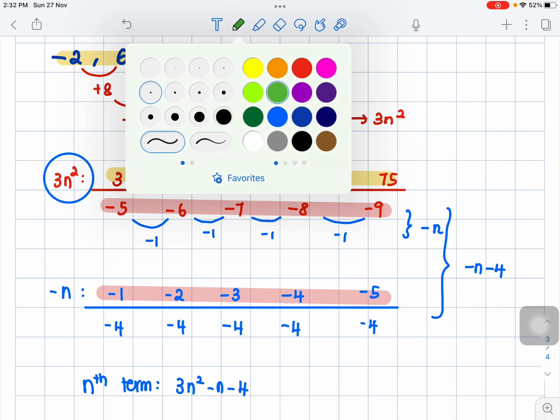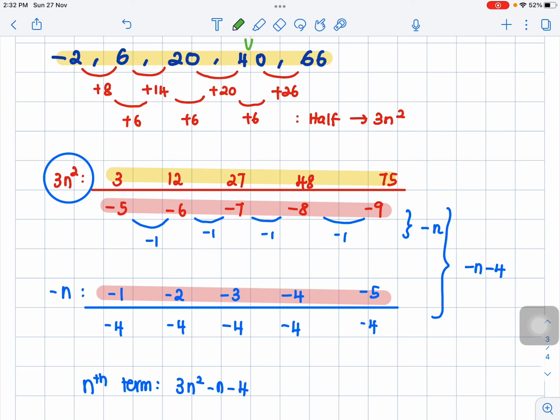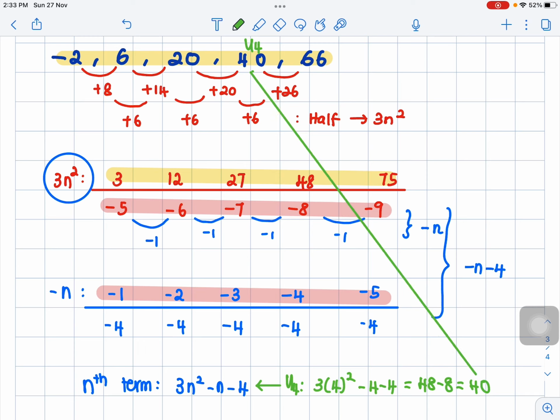Let's do our checking. I am going to do for you 4 now. I take the 4 and I substitute into this. 4 squared, minus 4, minus 4. 16 times by 3 is 48 minus by 8. That will give us 40. Similar to what we have here.